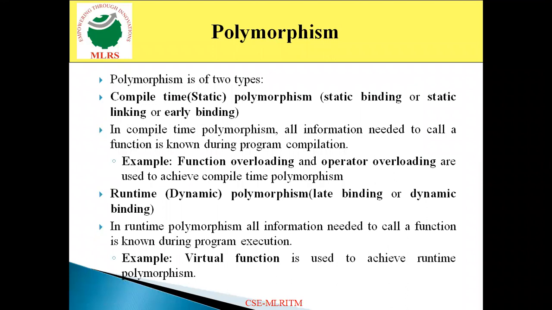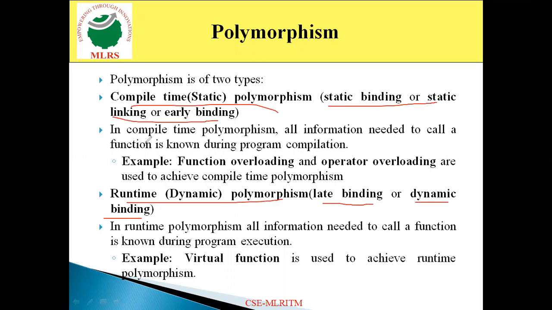Polymorphism is of two types. The first one is compile time polymorphism, and the second one is runtime polymorphism. Compile time polymorphism is also called static binding, static linking or early binding. Runtime polymorphism is also called late binding or dynamic binding.